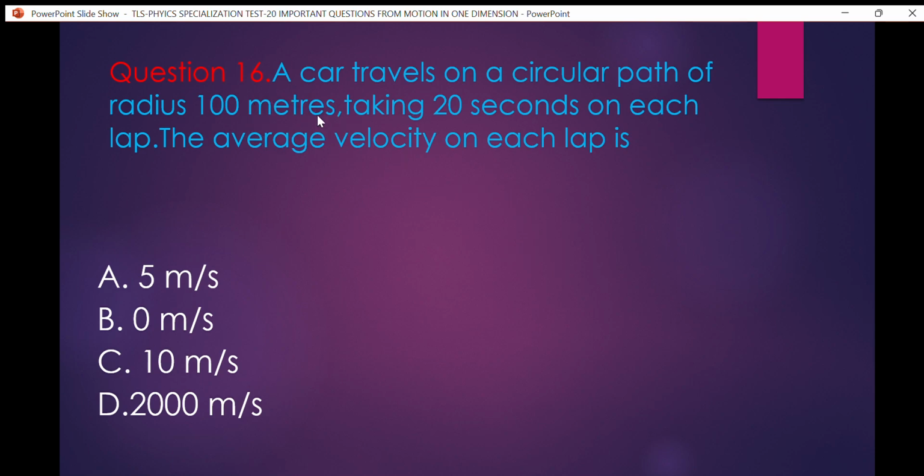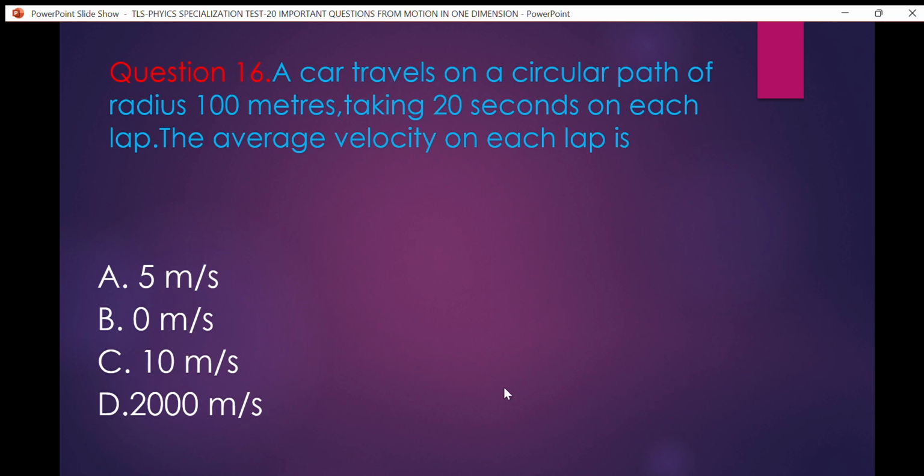And radius is 100 meters, taking 20 seconds on each lap. To complete one complete circular path, it will take 20 seconds. So what is the average velocity on each lap? There are 4 options given: 5 meter per second, 0 meter per second, 10 meter per second, 2000 meter per second.